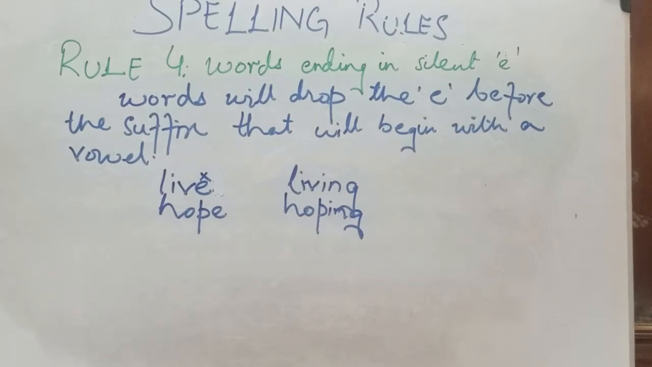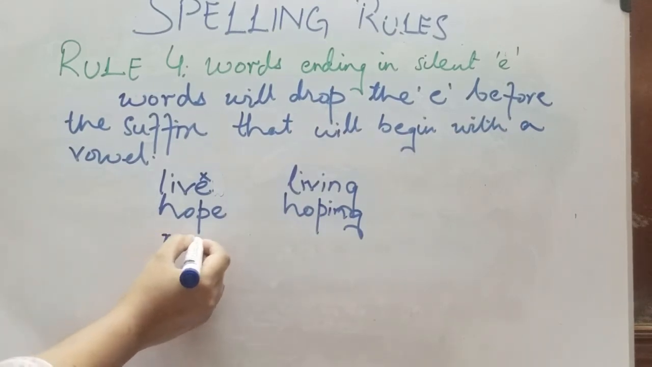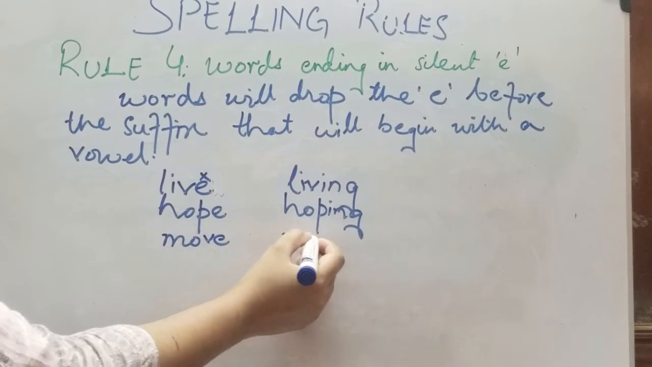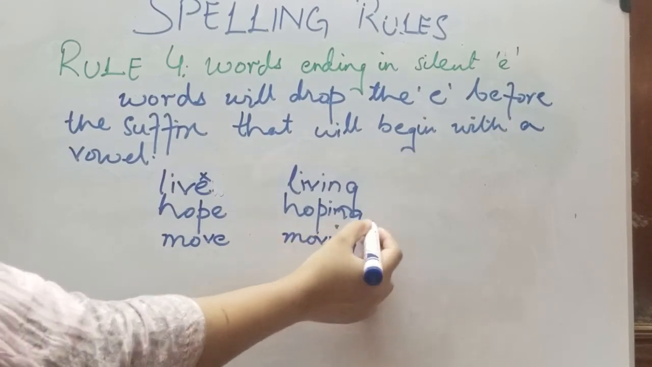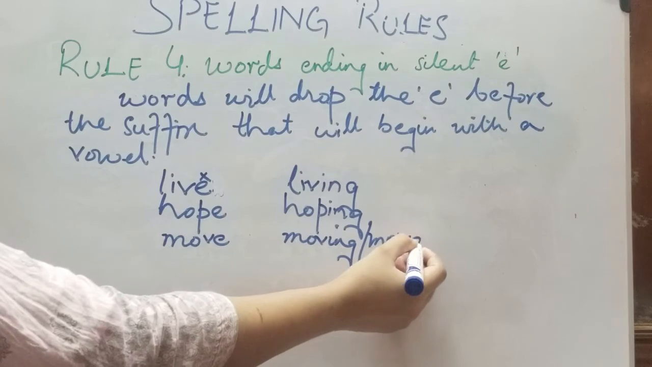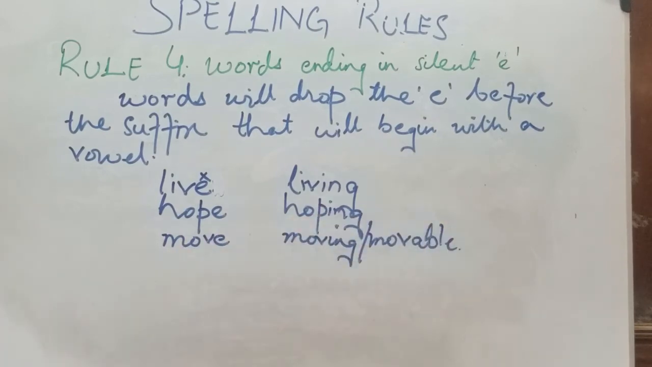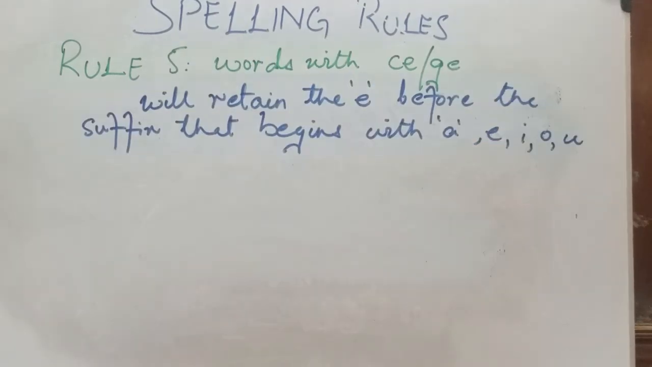Right. Move, moving or movable. In movable we don't have E over here, so whenever you see a silent E in your words, you are going to automatically erase your E and you are going to convert it into an ing beginning with a vowel, right? Let's move on to the next rule. What next rule has to say? Let's look at rule number 5.